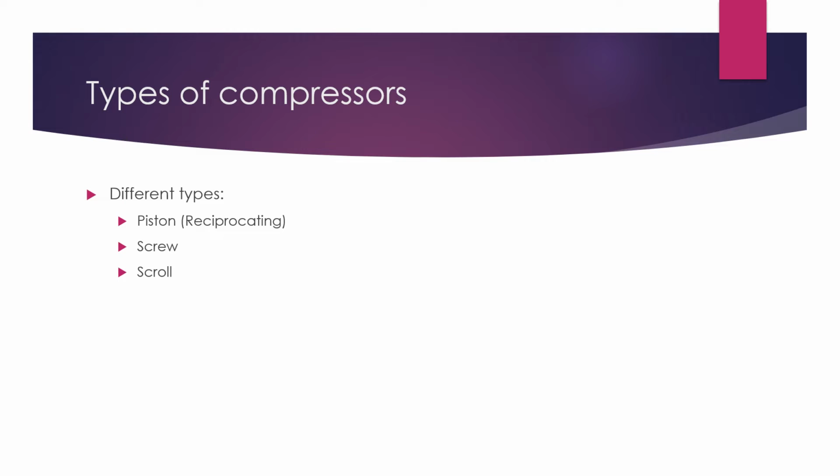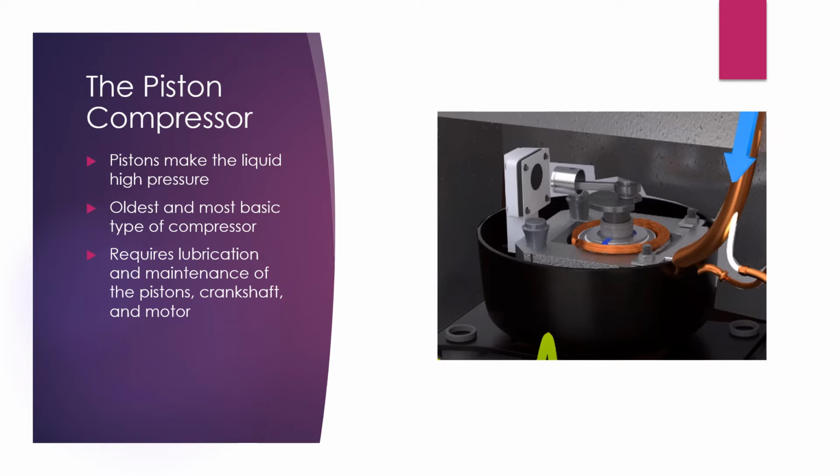There are multiple types of compressors. The three main types, however, are the piston or reciprocating compressor, the screw compressor, and the scroll compressor. They each have their advantages and disadvantages and can be used depending on the case. First off, we go to the piston compressor.